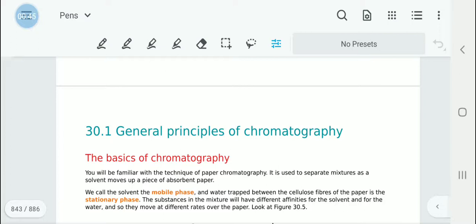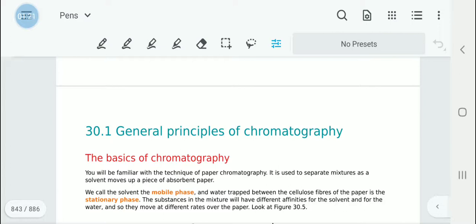We use it to separate mixtures when solvent moves up a piece of absorbent paper. Depending on when you say that this is separation, you don't think that we are going to separate sodium chloride crystals from water. Not exactly like that. Here what we are trying to do is identify whether something is present or not, not a physical separation per se.